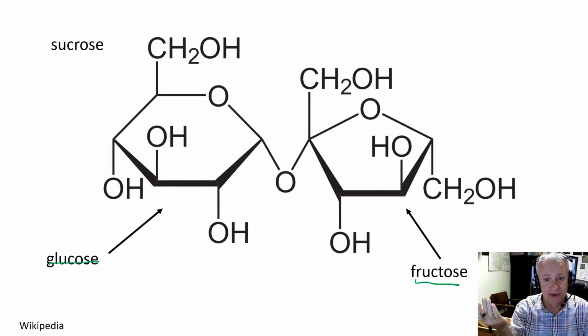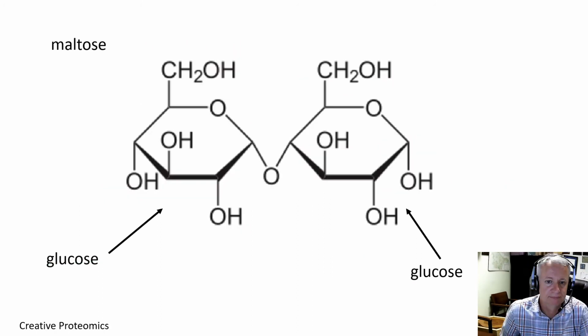Sucrose is table sugar. So when you use sugar in your coffee or in a recipe, you're using sucrose, often derived from phloem of, for instance, sugarcane. Here's another example of an oligosaccharide. This is maltose. Maltose is just two glucose molecules bonded together. So just another example of an oligosaccharide.